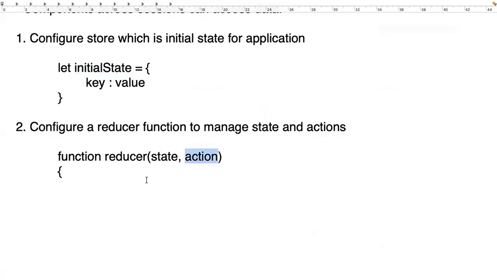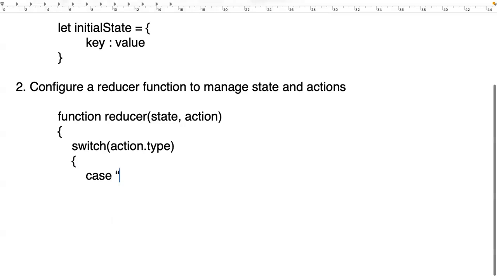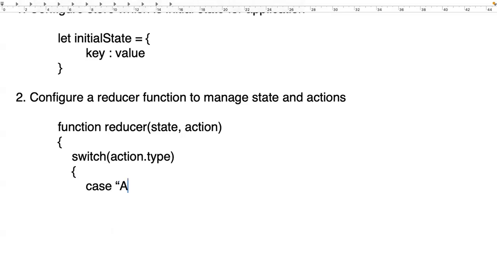Here, we will write a condition on the action type, because there can be so many actions. We can have multiple actions. If the action type matches some A, then what should it do? It should return an object with a key and the updated data.